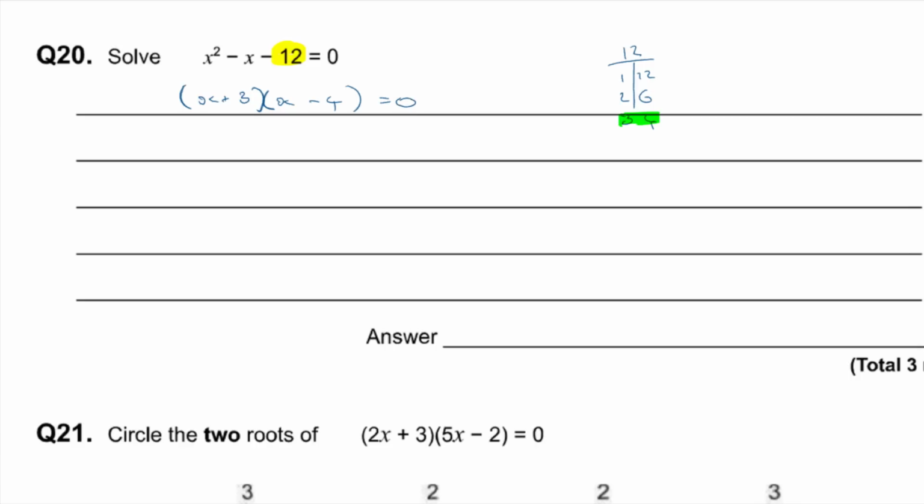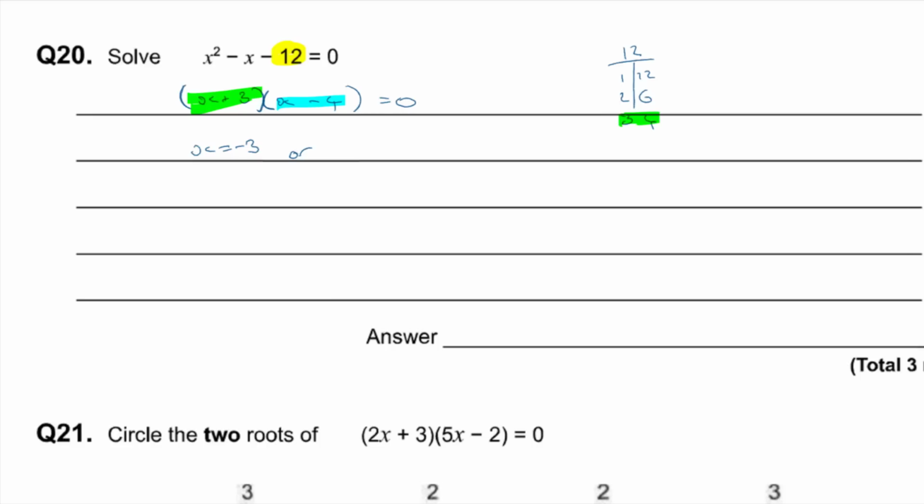Now if you've got two brackets multiplied together and give you 0, then one of those brackets must be 0 to start with, because that's the only option, isn't it? Two things multiply to 0, one of the things must have been 0 to start with. So if this first bracket here was equal to 0, if x plus 3 is 0, then x must be minus 3. Or if this bracket is equal to 0, if x minus 4 is equal to 0, then x must be 4.